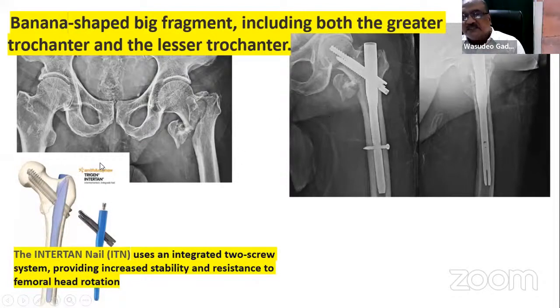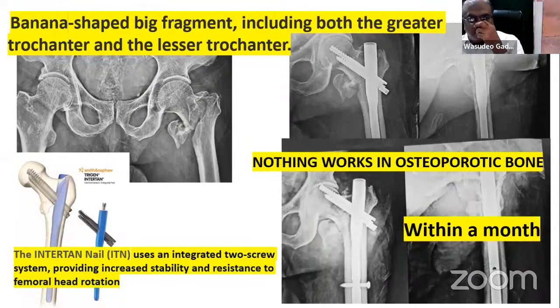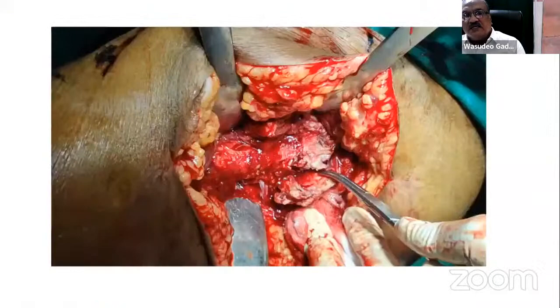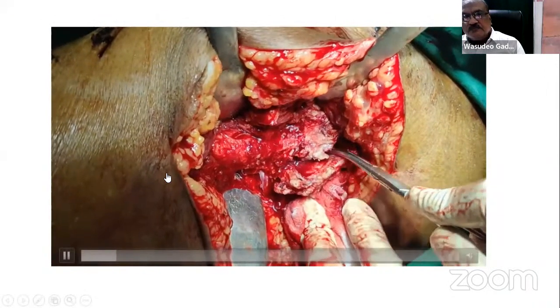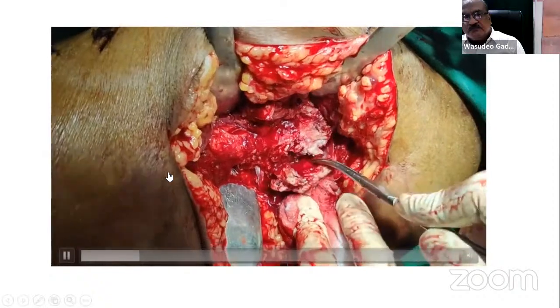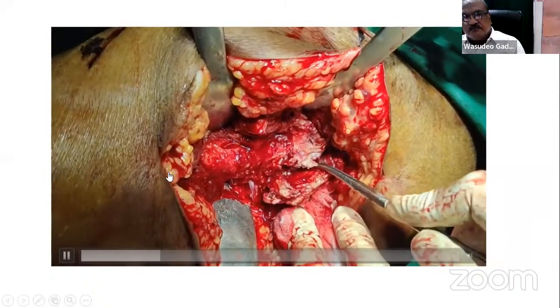And ultimately, still, what has happened? Nothing works in osteoporotic bone. Within 1 month, even that has failed. So therefore, nothing works in the osteoporotic. It looks like a very stable fracture on X-ray. And when I reduced it in CRM also, it was looking like a stable fracture.